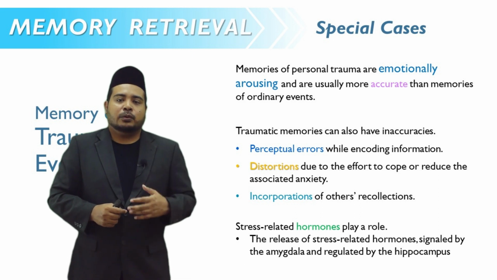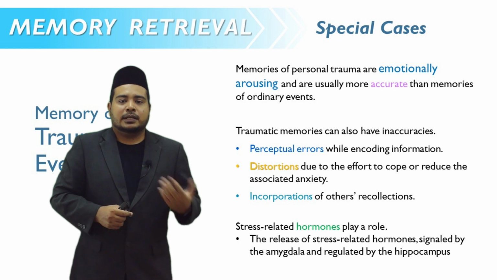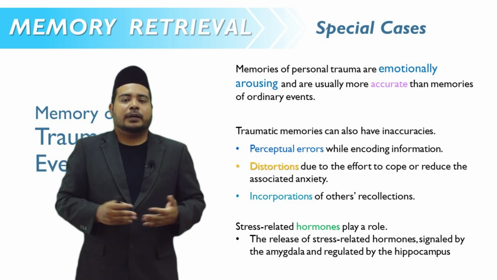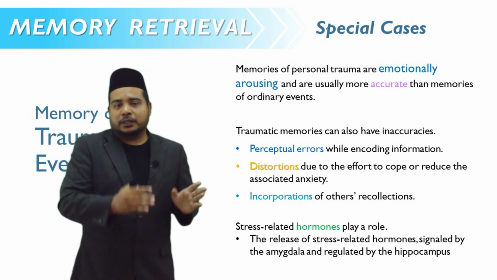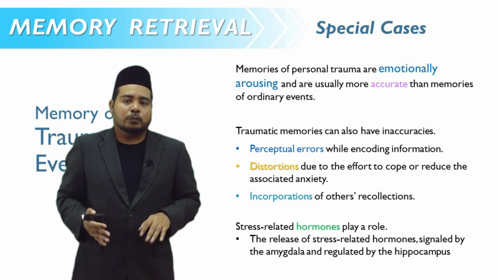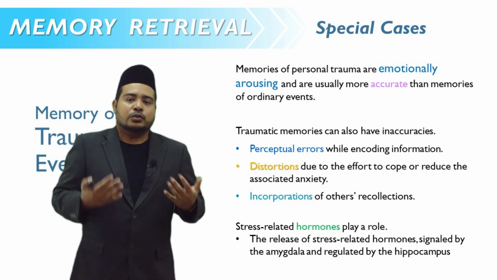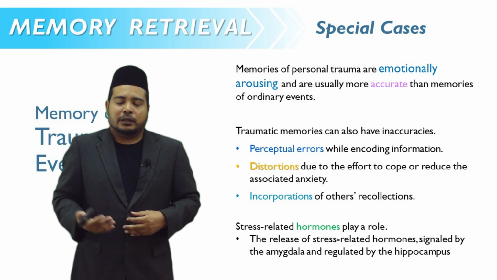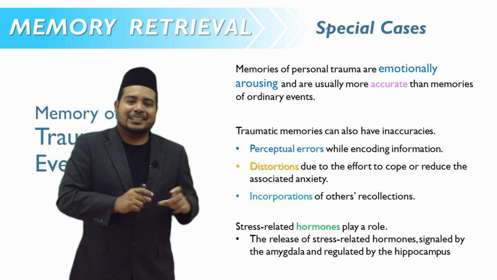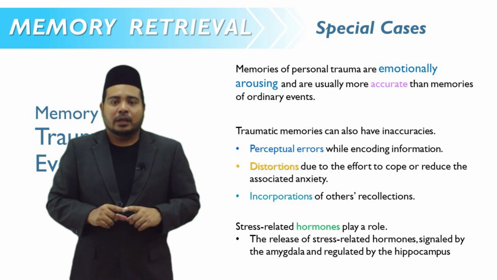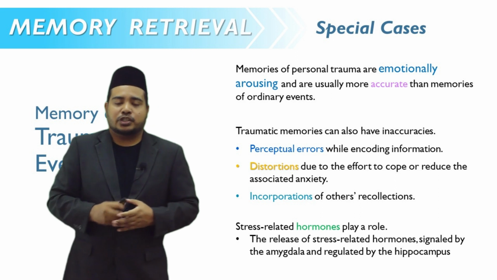Stress-related hormones also play a role in traumatic event memory, such as the release of stress-related hormones signaled by the amygdala and regulated by the hippocampus. So memories of personal trauma are emotionally arousing and usually more accurate than memories of other events. However, we have to take into consideration that sometimes these memories can also be inaccurate because of three factors: perceptual errors, distortion, and incorporation.